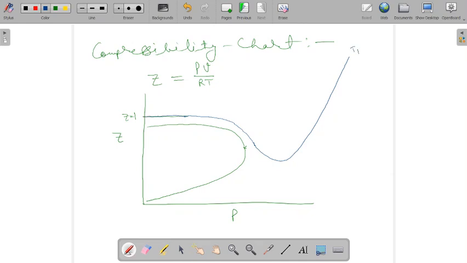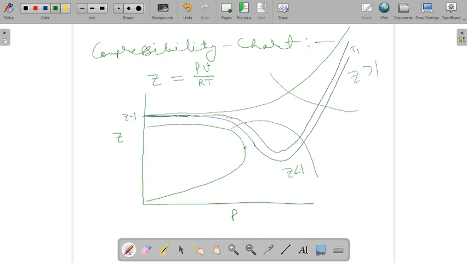Now if I change the temperature to T2, then I will find once again the line will be initially something like this, then it will go down, and then once again it will become higher. And at very high temperatures, I will get a situation where after this point the line will keep on only increasing. Is this one clear? So why in this region is the value of Z less than 1, why over here is the value of Z greater than 1, and why in this region is the value of Z equal to 1?